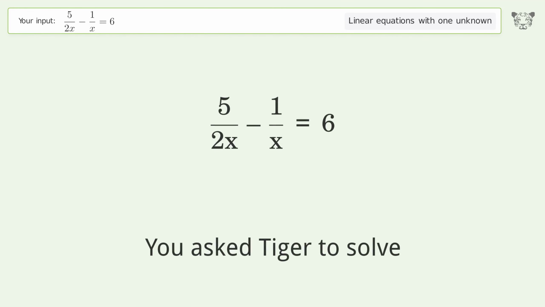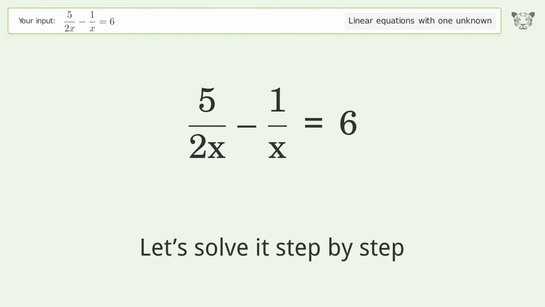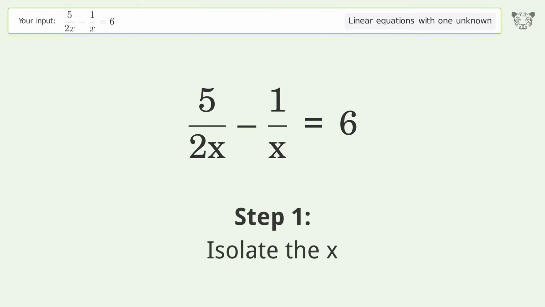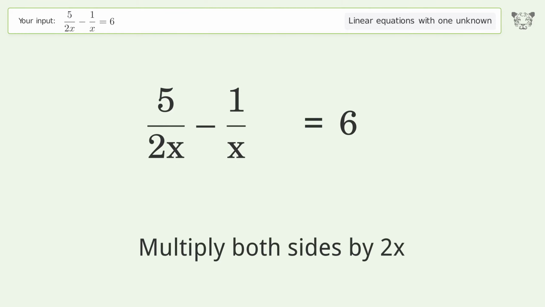You ask Tiger to solve. This deals with linear equations with one unknown. The final result is x equals 1 over 4. Let's solve it step by step. Isolate the x. Multiply both sides by 2x.